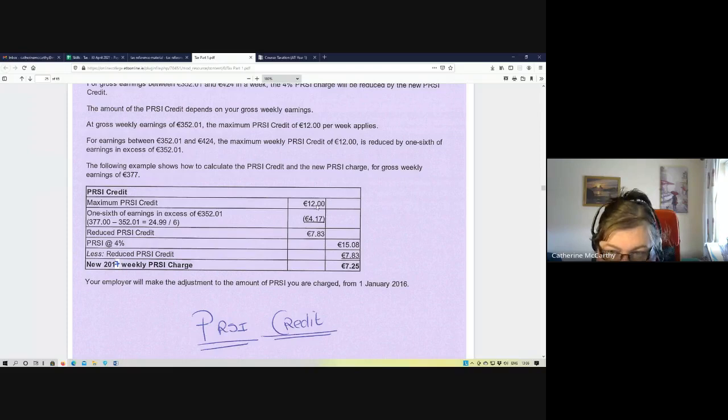The max you can get is €12. But if you're over €352.01, you won't get that full €12. So you take your earnings of 377 less 352.01, which gives 24.99, and divide that by 6. So this calculation is how much the PRSI credit is going to reduce by. So instead of getting a credit of €12, you're reducing it by 4.17.